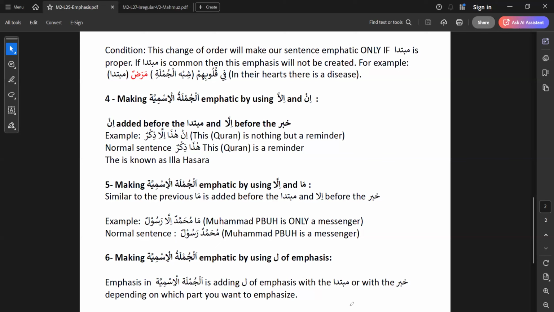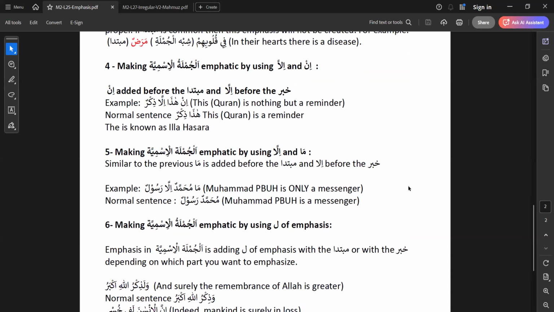So can you see, negative statement. The sentence has not completed. La yu'minu, they didn't believe, they don't believe, or they will not believe. Action not completed. Okay? And then the third one.